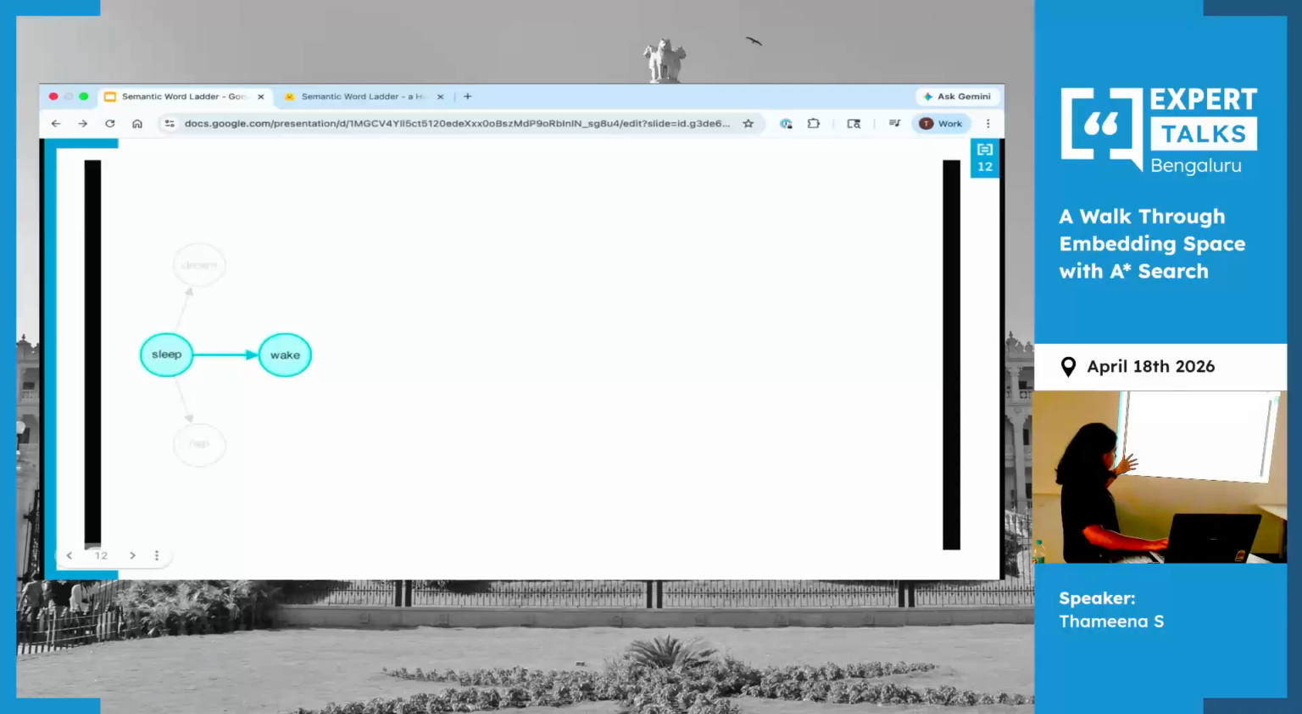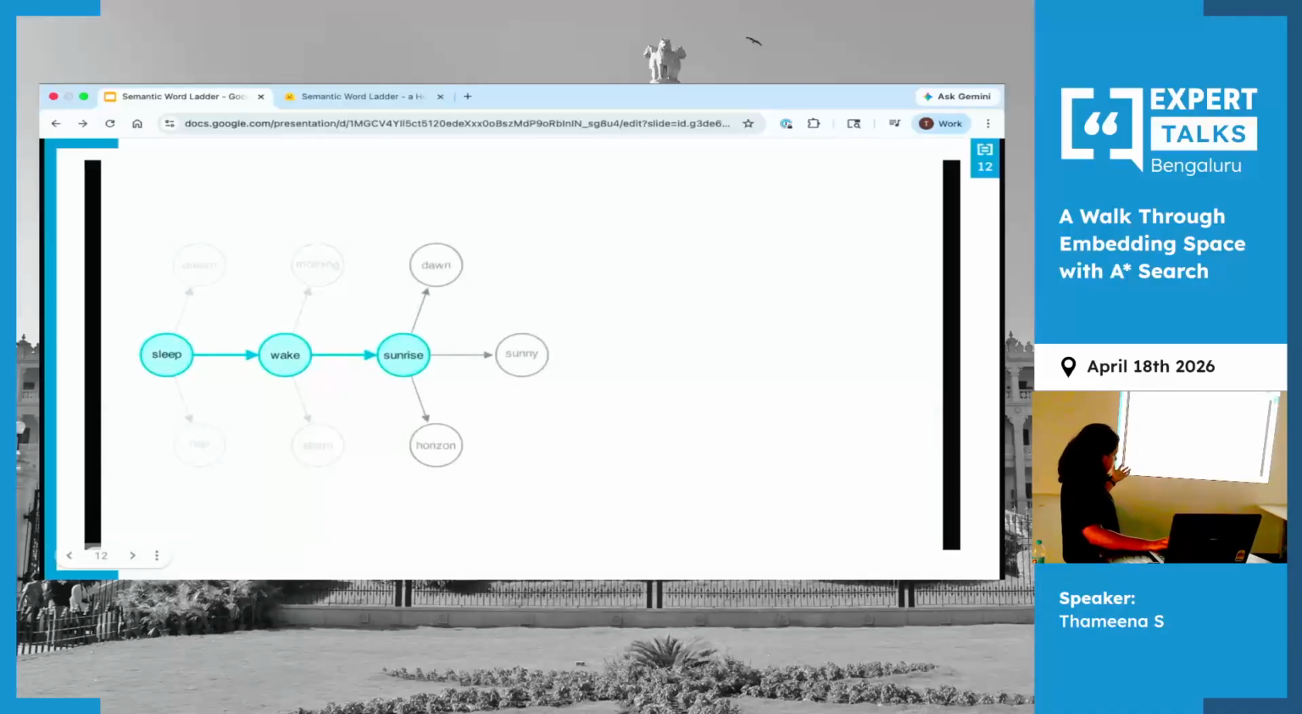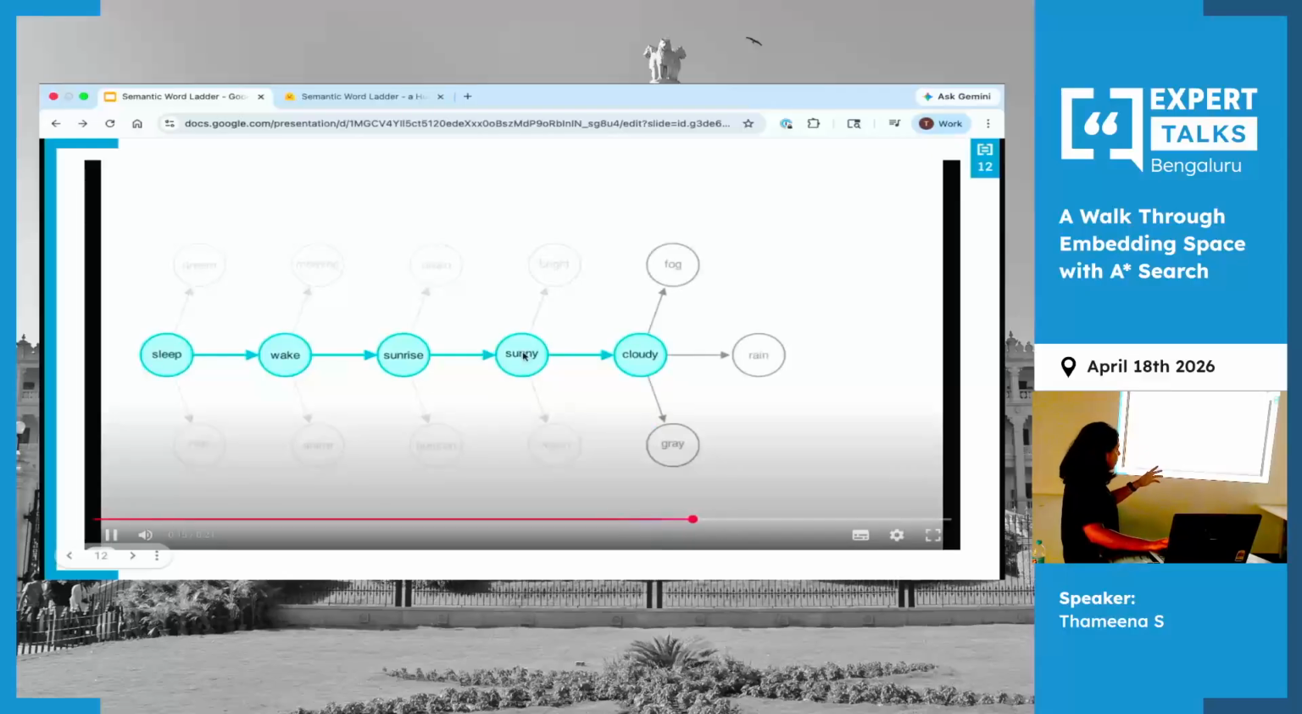And let's assume that I chose the word wake next, and then I repeat the same process. I choose 3 words. I got 3 words which are similar. And again, out of those 3 words, I choose 1. And I repeat this same process until I reach my target word, which is weather in this case. So this is what I'll be doing, right?